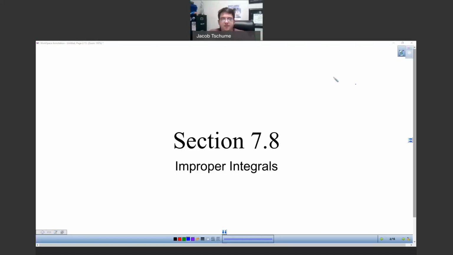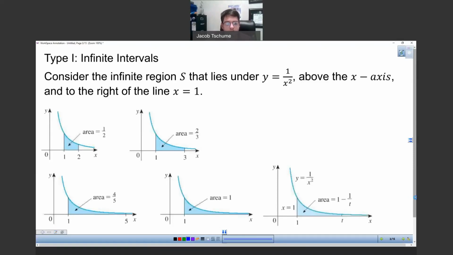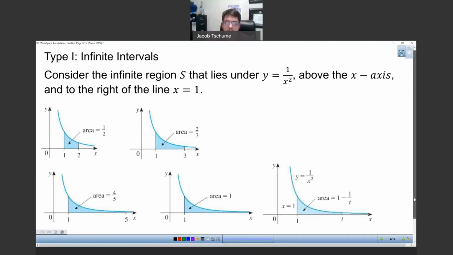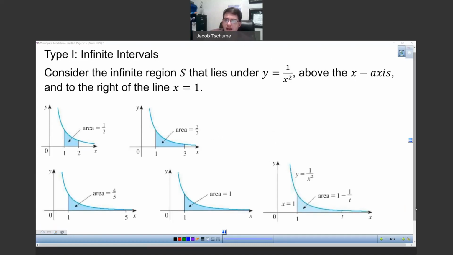All right, in this video, we are going to do section 7.8, which is the last section in chapter 7, and it is titled Improper Integrals. So what we're going to look at is a couple of different types of integrals that we have to be able to approach that kind of cause some issues that we haven't quite seen yet.